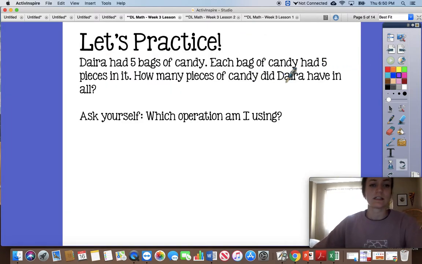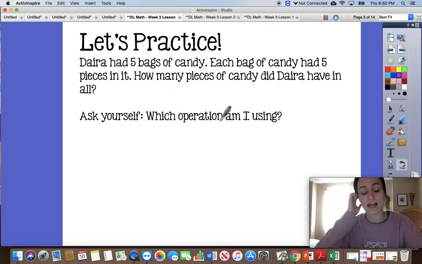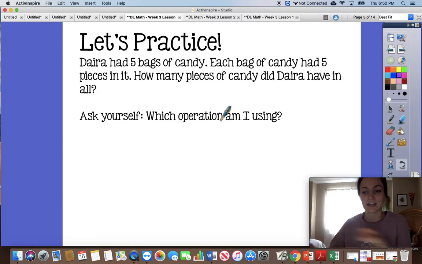All right, Daira had 5 bags of candy. Each bag of candy had 5 pieces in it. How many pieces of candy did Daira have in all? So ask yourself, am I getting rid of something, subtracting? Am I dividing something into groups, dividing? Do I have multiple groups of the same size that I'm putting together? Or am I just taking 2 numbers and putting them together? Let's draw a picture for it. Maybe that'll help us, okay?